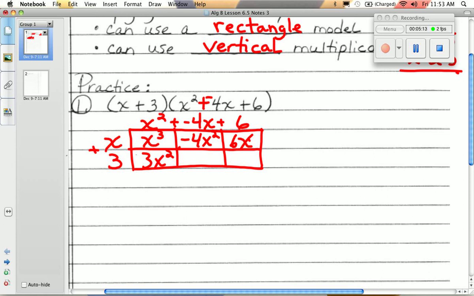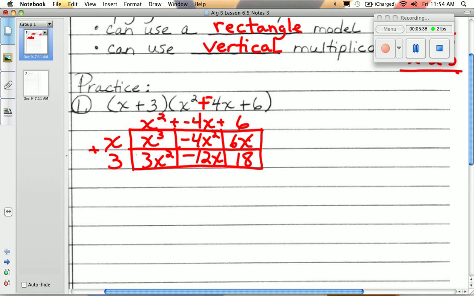What's the area of the next rectangle? This time I jumped over those two. What's the area? Negative 12x, yeah, which I fooled you. I skipped over and said, what's the area? Positive 3 times negative 4x is negative 12x. What's the area of our last rectangle? 18.